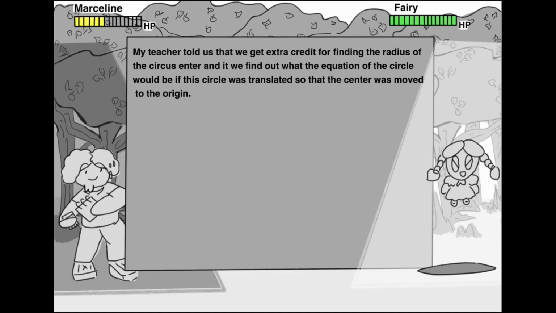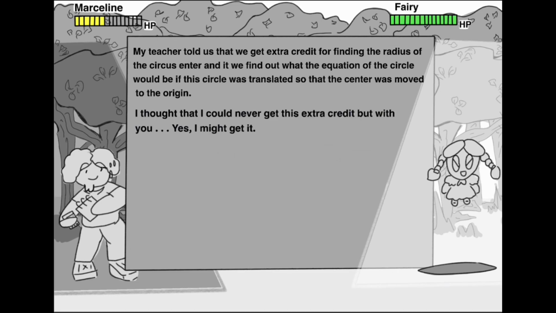My teacher told us that we'll get extra credit for finding the radius of the circle, and we find out what the equation of the circle will be if this circle was translated so the center was moved to the origin. I thought I could never get this credit, but with you, I guess I might get it.